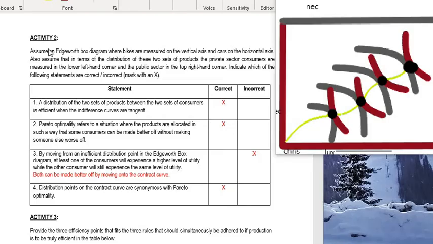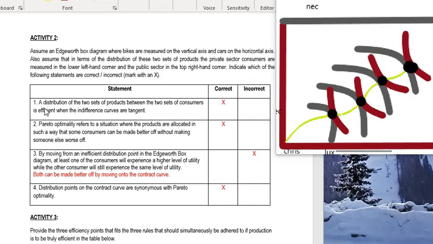Okay, so now activity 2 is a true or false, or correct or incorrect, type question. And now we're still looking at the Edgeworth box diagram. And so I've just tried to squeeze it into the side here. And you need to basically answer whether the question is true or false based on what the statement says.